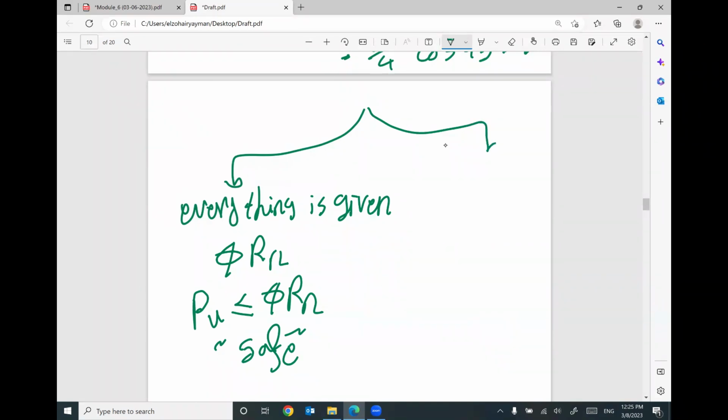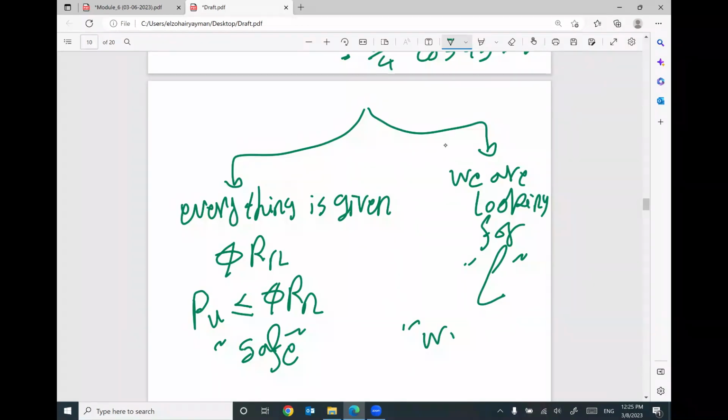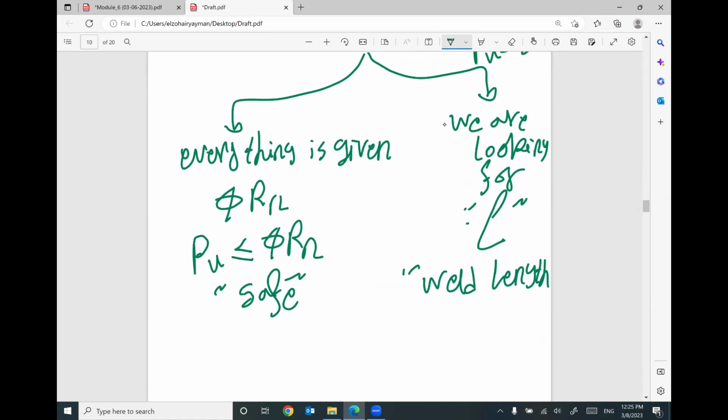The second one, we are looking for L, the weld length, and nothing is given. Nothing is given in your problem. We only have P ultimate and we need to design the connection. That's it. So you need to assume everything and find the final length of your welding. So you need to assume the weld distance first. W.